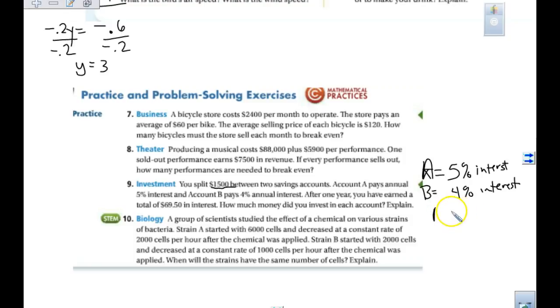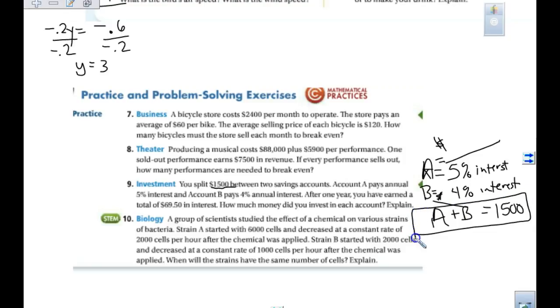With the 1,500, what adds up to equal 1,500? We're not going to use any percents this time. So I have this money, right? Because this is going to come out to be so many dollars, and B is going to come out to be so many dollars. So I'm just going to go A plus B equals 1,500. That's one of my equations, the one similar to the one we just did.